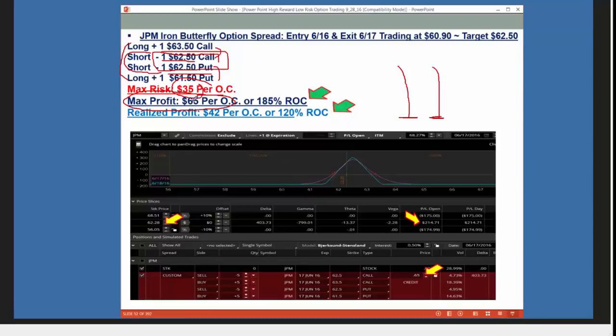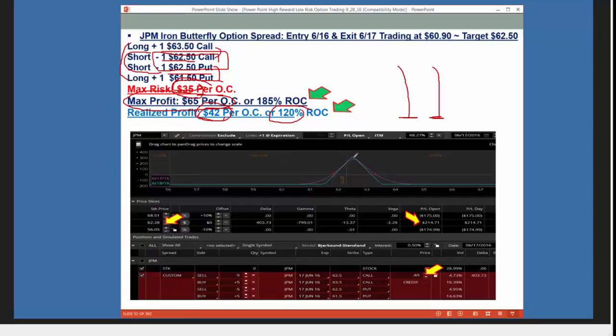So, you're not going to make that full 65, but if you can make 20%, 30%, 40% of it, 50%, 60, it's a great trade. So this made over 50% of that. So it made $42 per option contract. That's 120% return on your capital at risk.